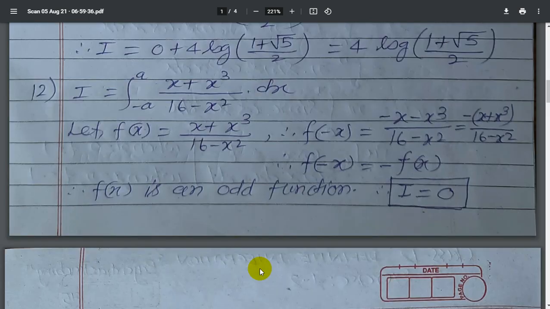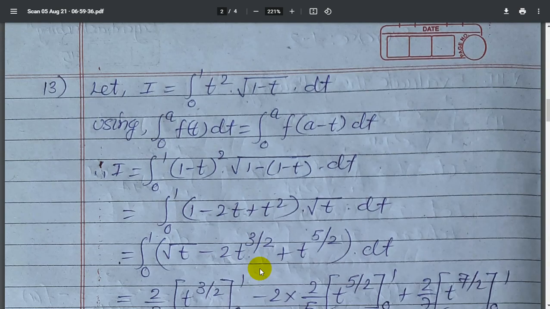Now see question number 13. Let I equal integral 0 to 1 of t square into square root of 1 minus t into dt. What is your integral? 0 to 1 t square into square root of 1 minus t into dt. Using the property, integral of 0 to a f of t dt equals integral 0 to a f of a minus t dt. It is a property, meaning we can replace the variable by subtracting from the upper limit.